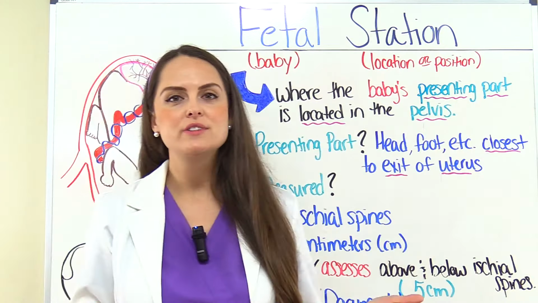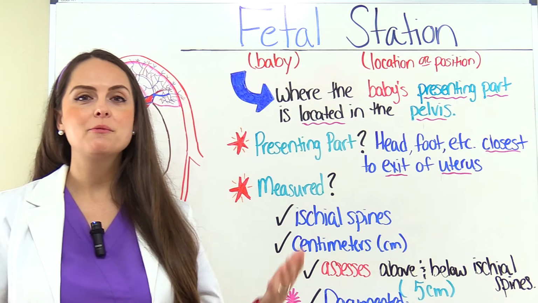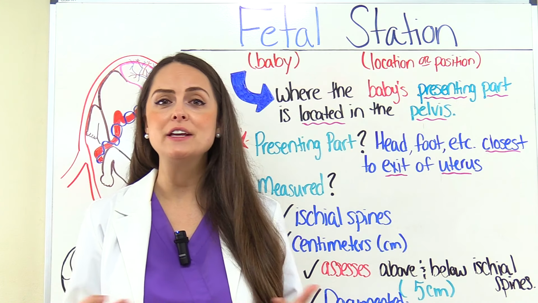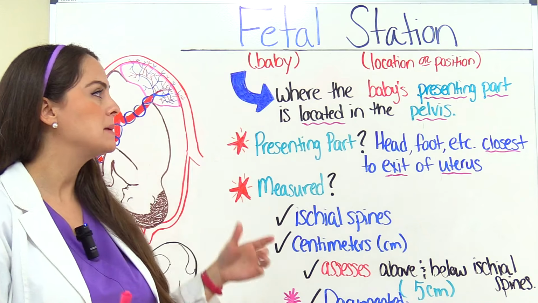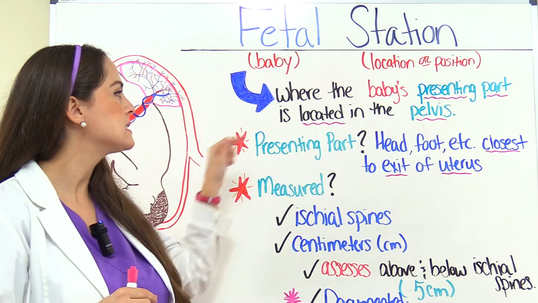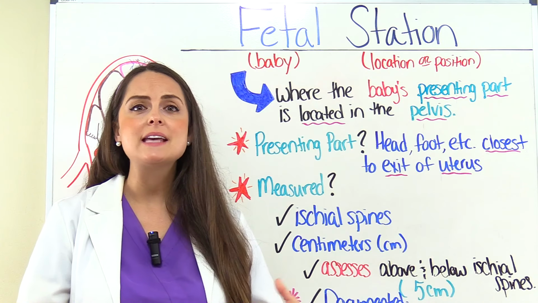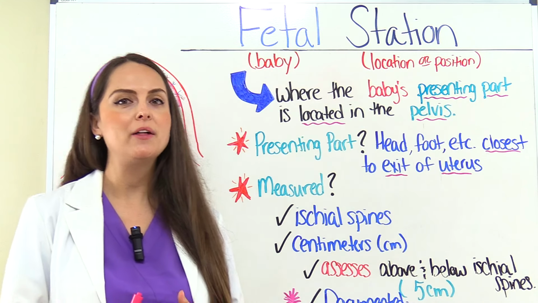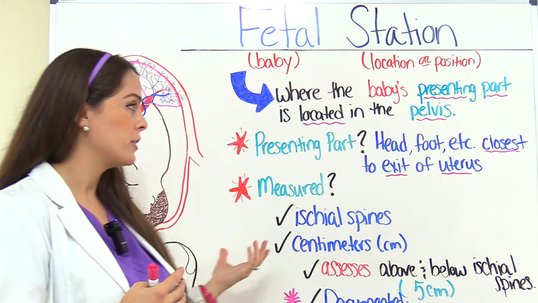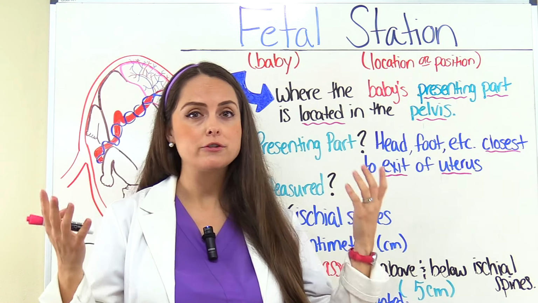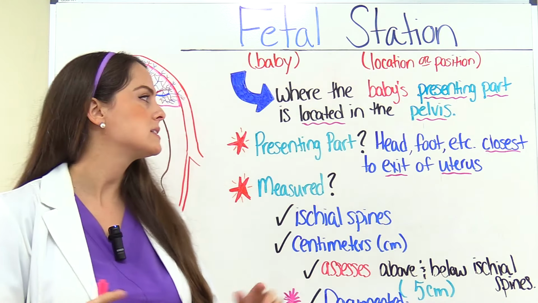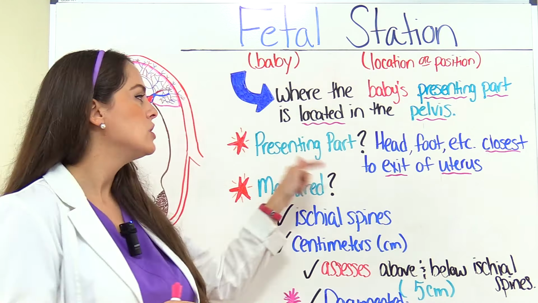What is fetal station? Well, fetal means baby and station means location or position. So when we put that together, fetal station is where the baby's presenting part is located in the pelvis. Well, what in the world is a baby's presenting part? It can be the head, it could be the foot, or etc. Whatever structure is closest to the exit of the uterus.